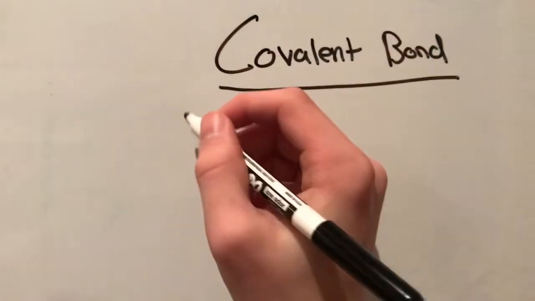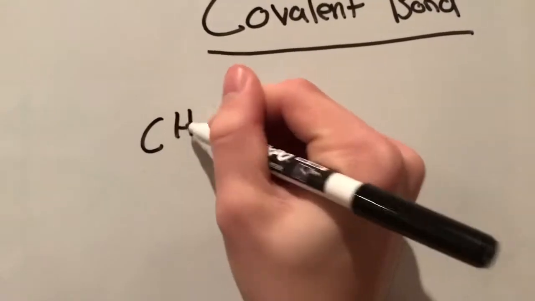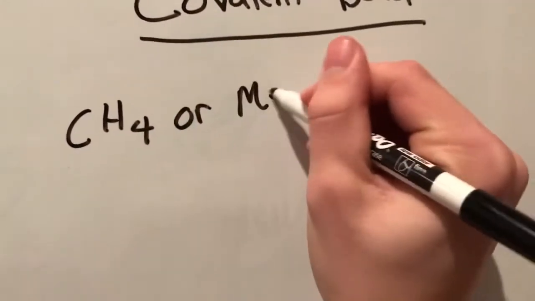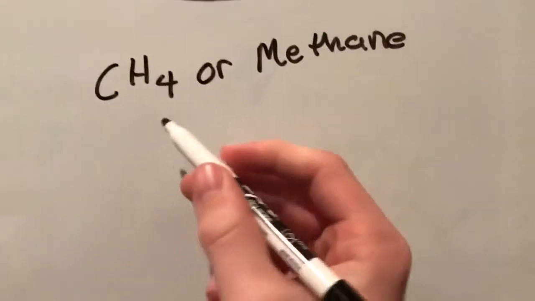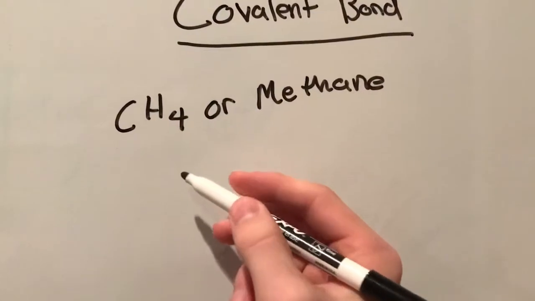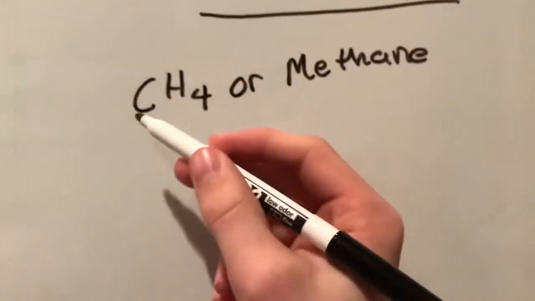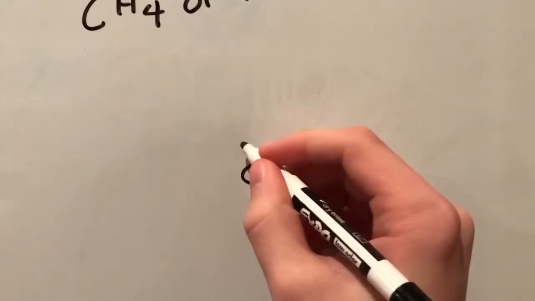What I chose for representing covalent bond was CH4, or known as methane. The reason I chose this is because it's one of the simpler ones and it's easier to show. So CH4 represents 1 carbon, 4 hydrogen. And you can write it like this.